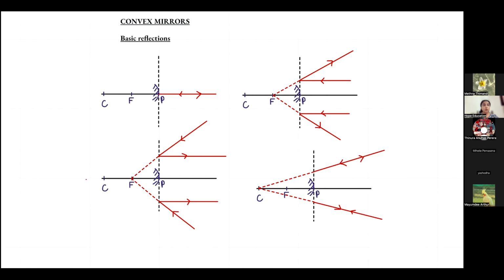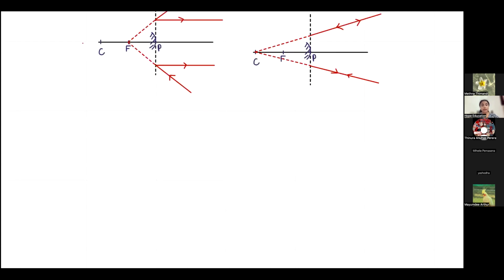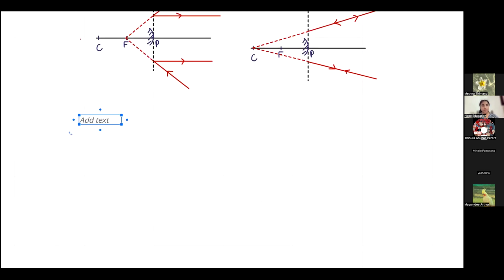Okay. So can you write a subtopic, image formation. Write a subtopic, image formation.